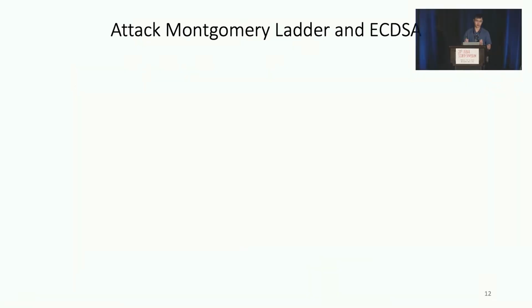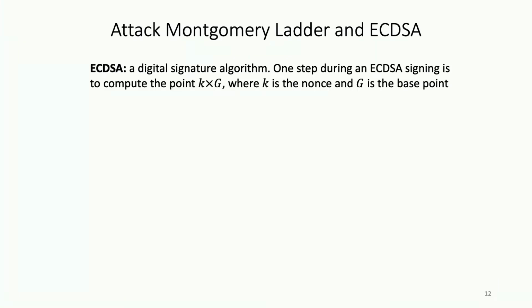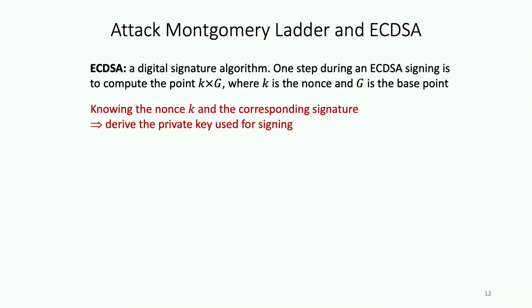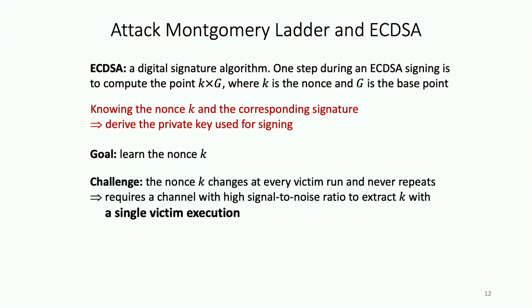Next, I'm going to discuss an end-to-end Binoculars attack on real hardware targeting Montgomery ladder and ECDSA. ECDSA is a widely used digital signature algorithm, and one step during signing is to compute the point k times g, where k is the nonce and g is the base point. One interesting fact about ECDSA is that if we know the nonce k and its corresponding signature, we can derive the private key used for signing. Therefore, our goal is to learn the nonce k. But this is a challenging task because the nonce k changes at every victim run and it never repeats.